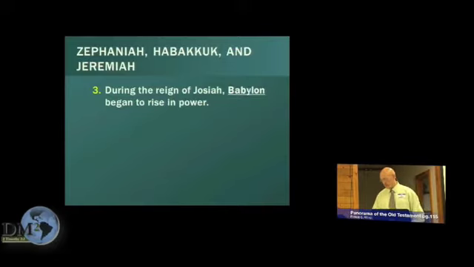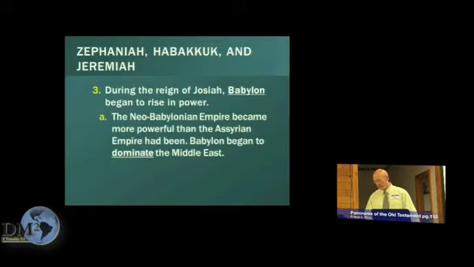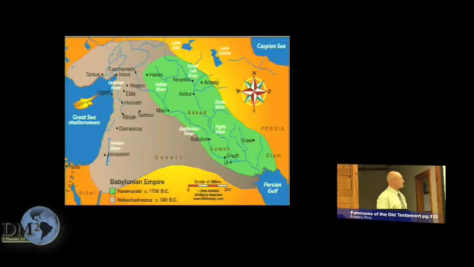Babylon began to rise in power. The Neo-Babylonian Empire became more powerful than the Assyrian Empire had been. Babylon began to dominate the Middle East. In each of these empires, the Assyrian was this size, and then the Babylonians, and the Medes, Persians, and the Greeks, and the Romans. Each world empire gets bigger and bigger each time.